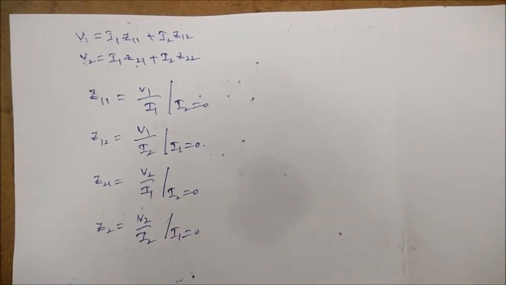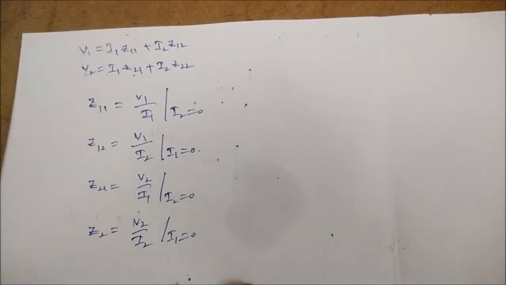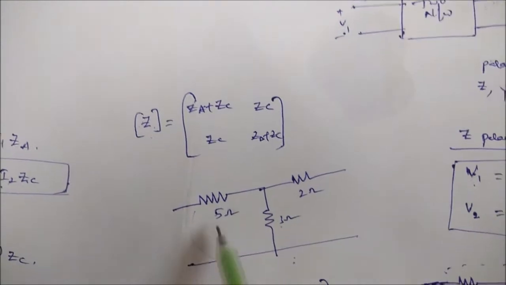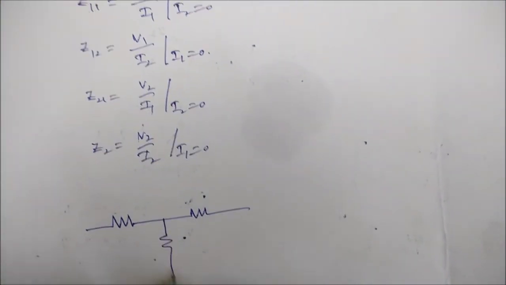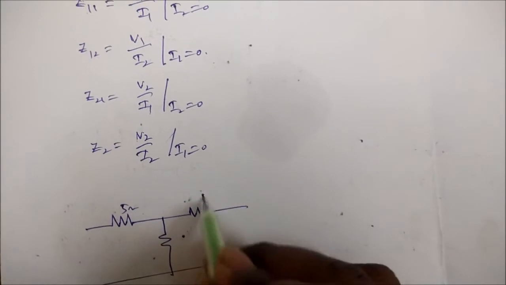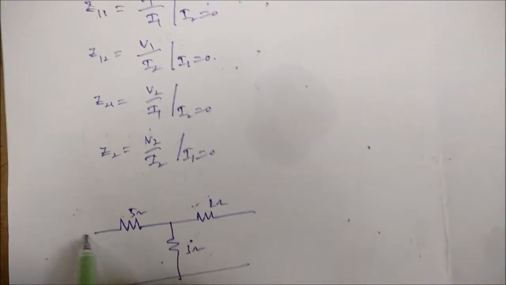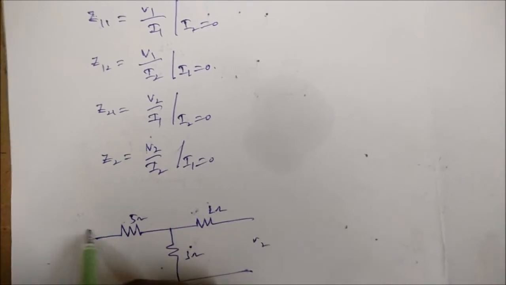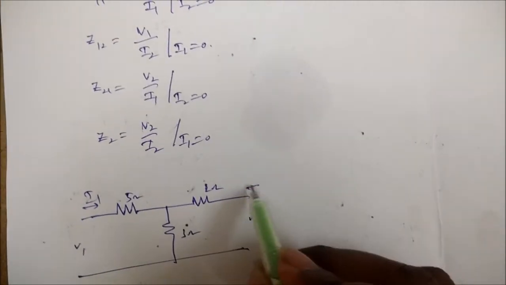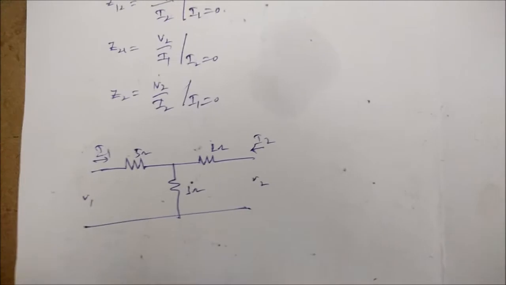So from this we will derive the Z parameters. Previously we have considered one example, 5, 3, 2. Let us consider the same example and we will calculate. Let us see. This is 5 ohms, 2 ohms and 3 ohms, right? So now this is V1, this is V2, and this is I1 and this is I2 in this direction.